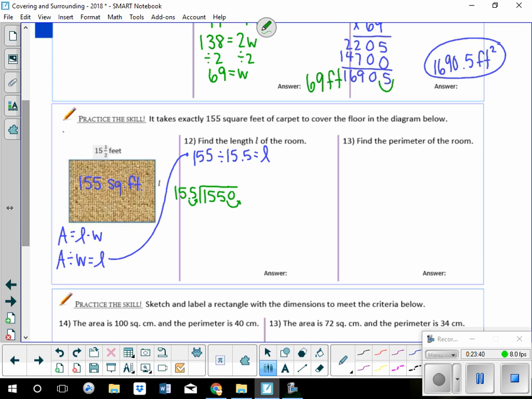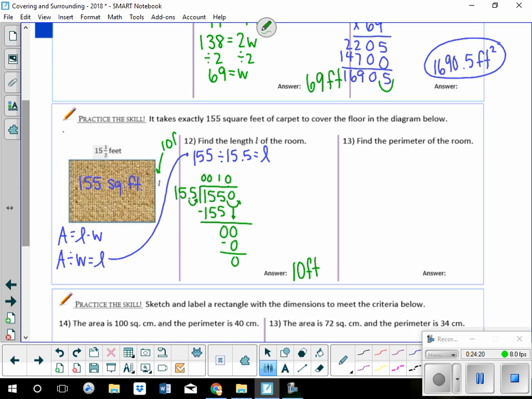Okay, let's go through our steps here. 155 does not go into 1, it does not go into 15, but it does go into 155 one time, which is 155. Subtract, I have 0. Bring down my 0. 155 goes into 0 times, which is 0. We're left with 0, we don't have any remainders, okay? So that means that our length is going to be 10 feet. And that makes sense if we make our length 10 feet, because 15.5 times 10 is 155 square feet.